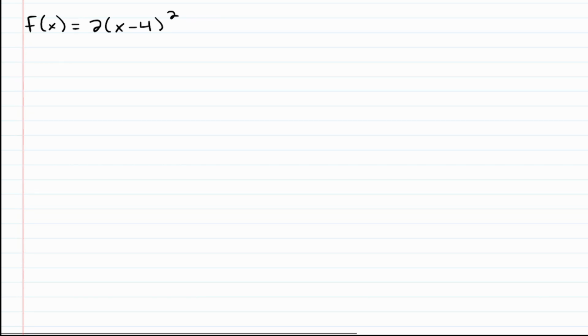Okay, hopefully you guys were able to give that a shot. Let's go ahead and break it down. So we have a 2 on the outside here, right? That's a little bit different than the other one we just did, but don't worry, that's just a coefficient, so we'll just multiply it in as we go.